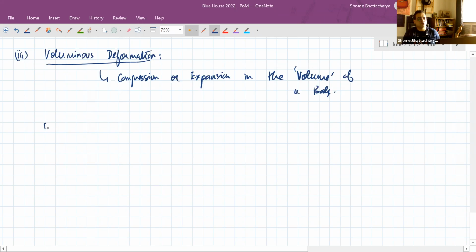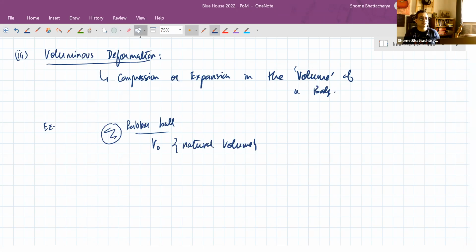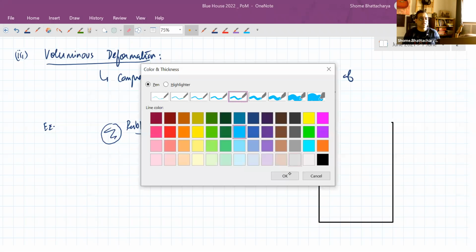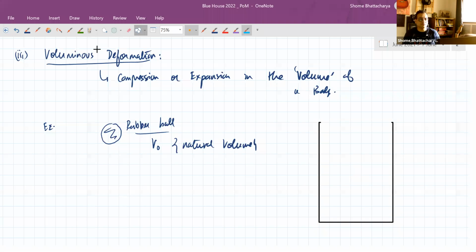Okay. So for example, let's say you have a rubber ball which has a natural volume V0. Next, you take this rubber object and place it under water at a pretty large depth. Particularly if the rubber is reasonably soft, you will observe quite a sizable change in its volume because of the extra pressure, which is called hydrostatic pressure.